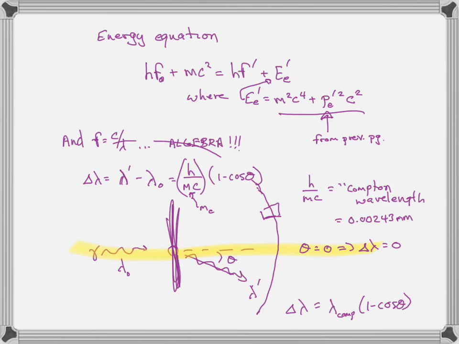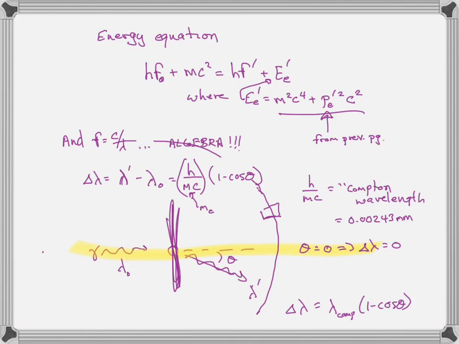What about photons that are scattered at 90 degrees? Are photons going to be scattered at 90 degrees? I'm not entirely sure. Is that even possible? I don't think that is, because all the momentum would be gone in the x direction. But photons can be scattered backwards.